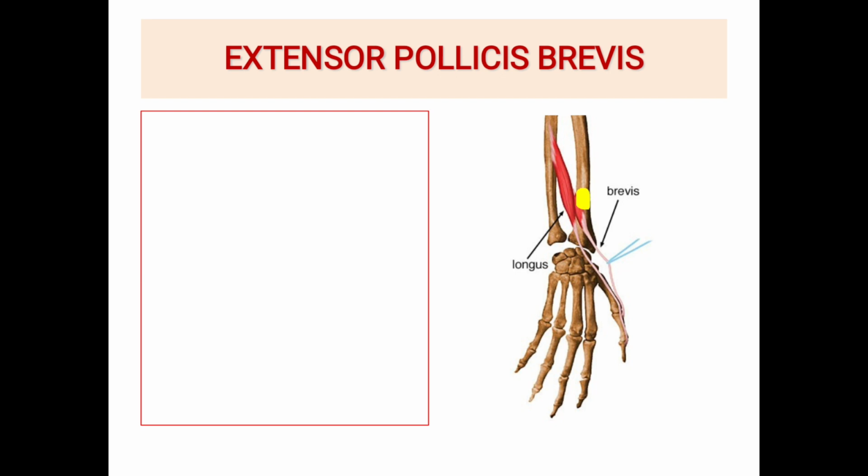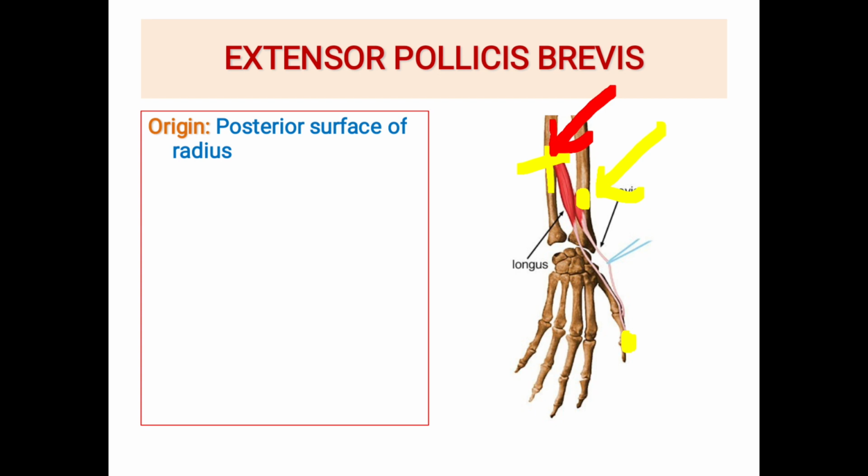and this is the insertion. The longus is right here, origin. So, posterior surface of the shaft of the radius, this one, posterior, because this one is the origin of the longus. So the yellow is the origin of the brevis, and the red arrow is the origin of the longus. The longus will be on the next slide actually.